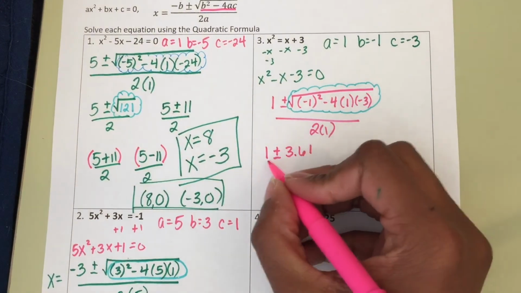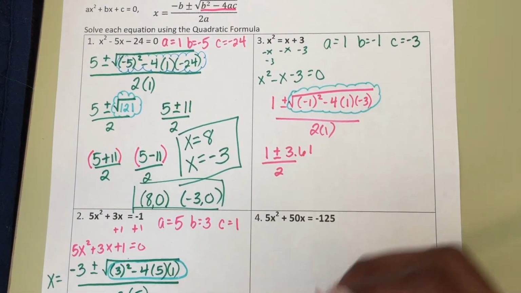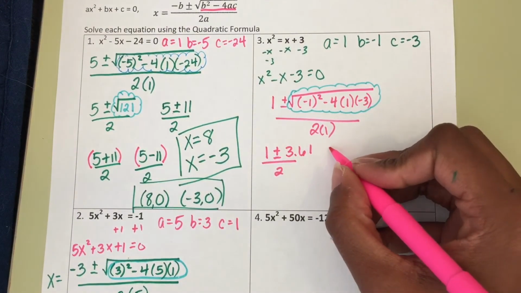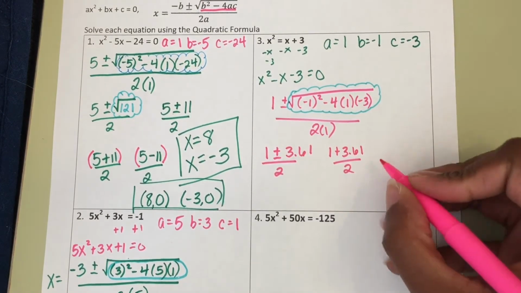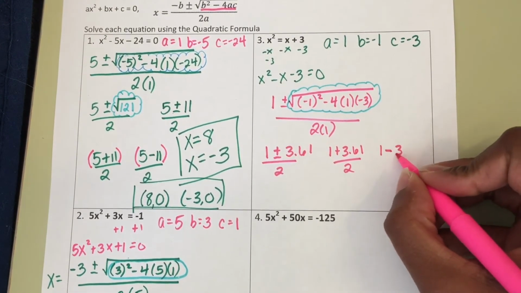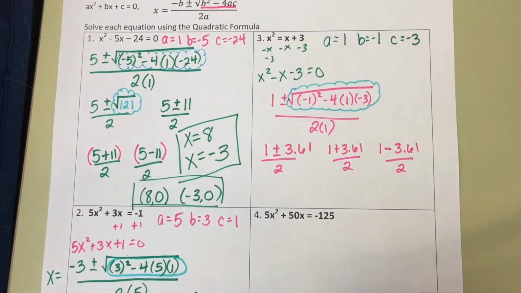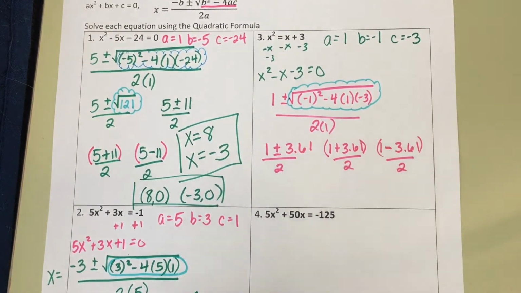And then divide by 2. And so with our 2 answers then, everything else is the same exact process. One is 1 plus 3.61 divided by 2, and the other one is 1 minus 3.61 divided by 2. Make sure you use the extra parentheses or you will get it wrong. And let's see what you end up getting.